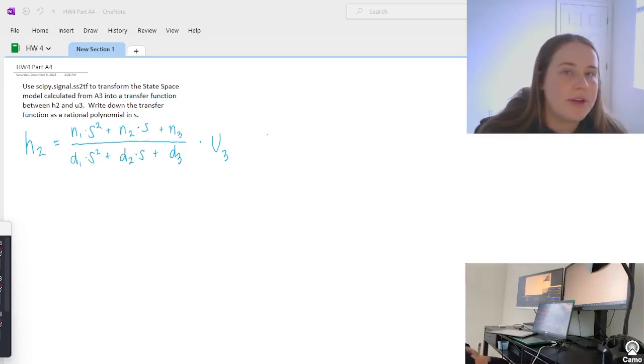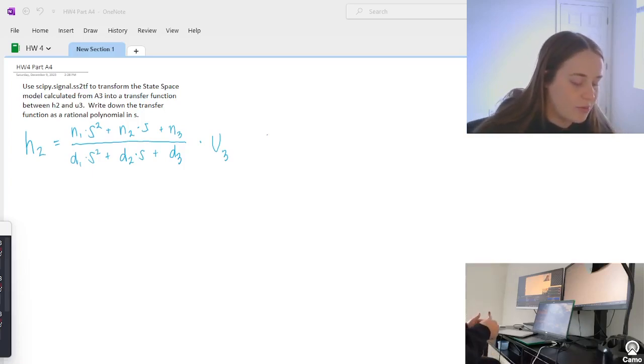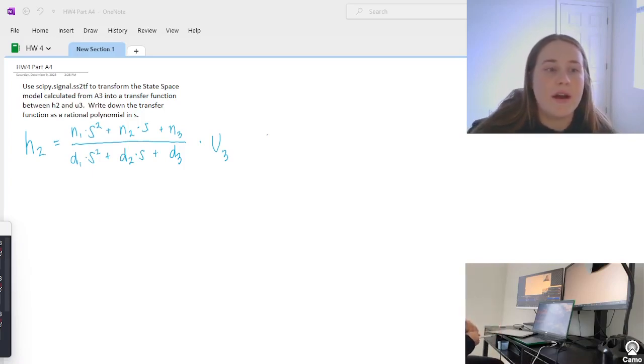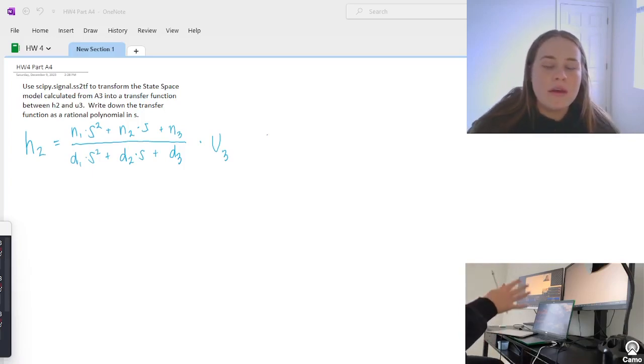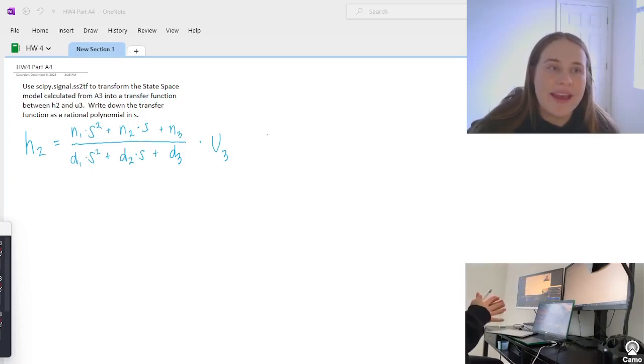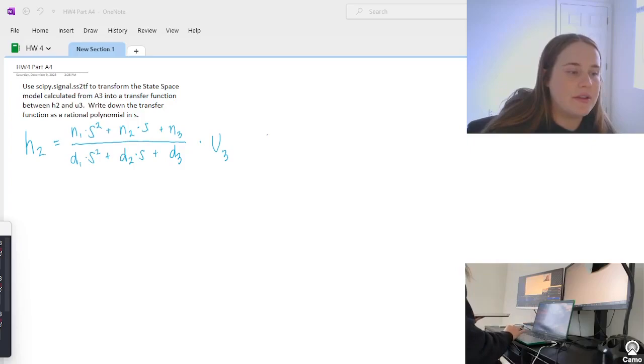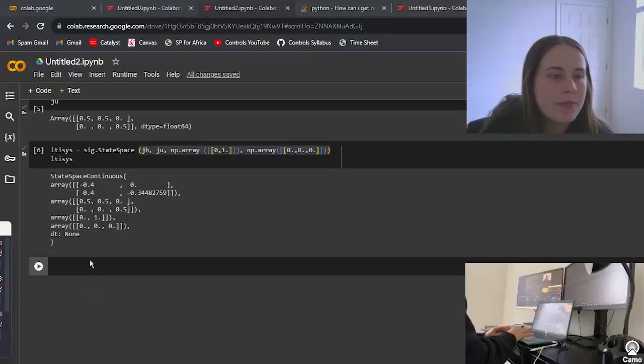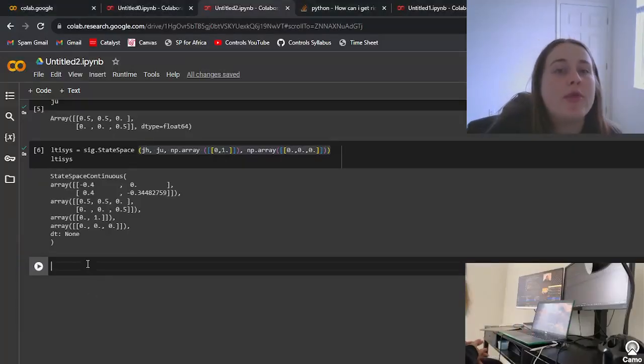So without coding, this would be a very difficult transfer function to solve. It would take a really long time, and we would not know all of the coefficients. So that's where coding can help make this so much simpler. So we'll go over to the coding now. Okay, so now we're coming over to the coding portion of this.